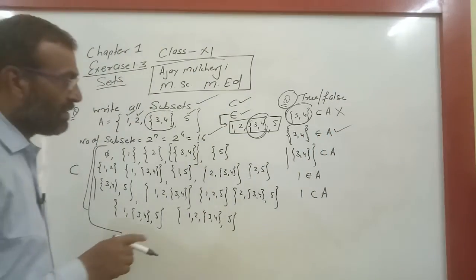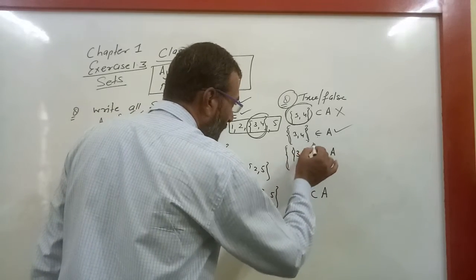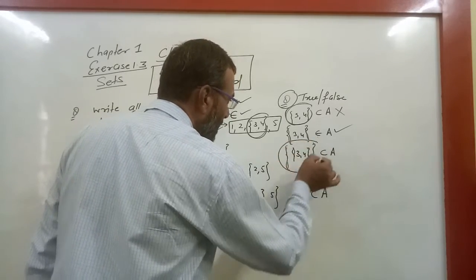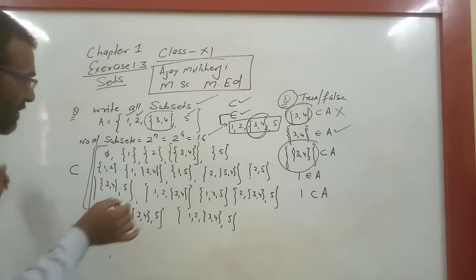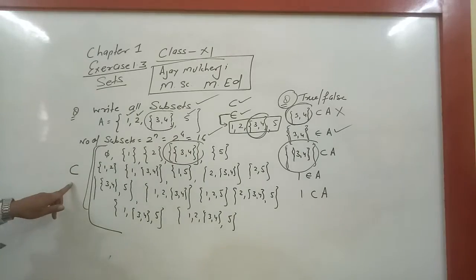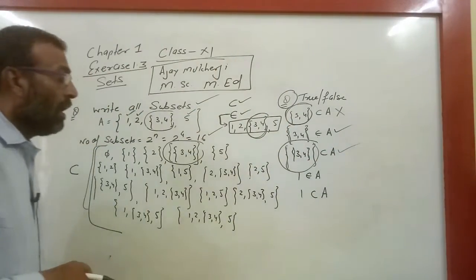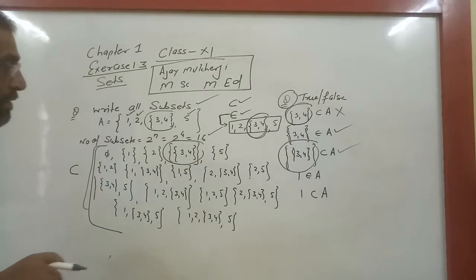Now we discuss the third statement. Here is a bracket with 3, 4 and one more bracket. It means this is a subset. Look at this, this is a subset, and a subset is always contained in. So here it is also the contained-in condition. This is also correct.